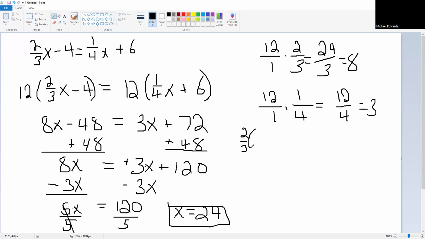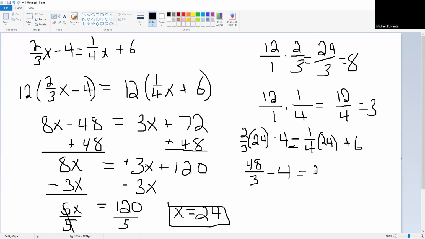2/3. We figured out x is 24. So 2/3 of 24, minus 4, equals 1/4 of 24, plus 6. What we do here is we just solve both sides, and if they equal each other, then we're good. So 2 will go into 24, that's 48 thirds. So I'll just write it down that way: 48 thirds minus 4 equals 24 fourths.